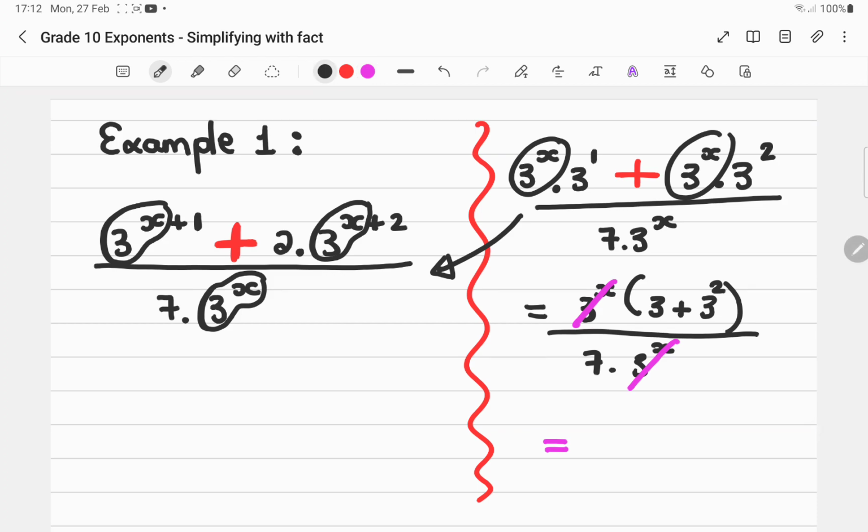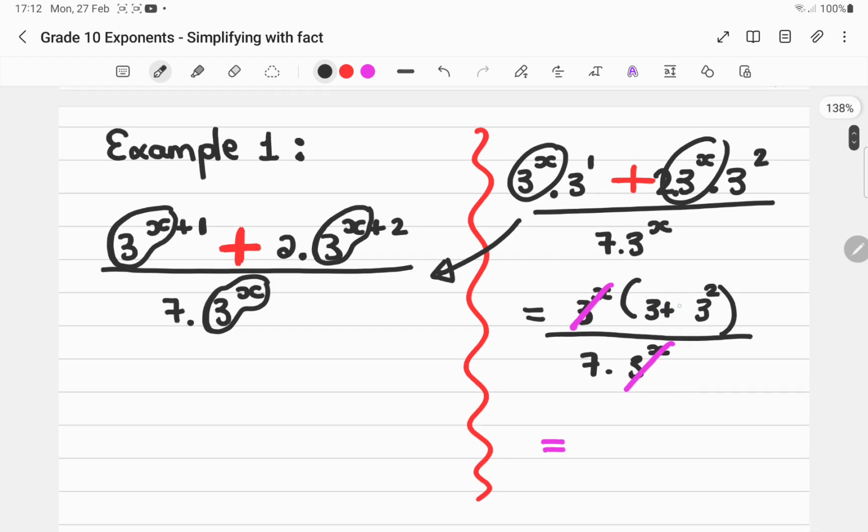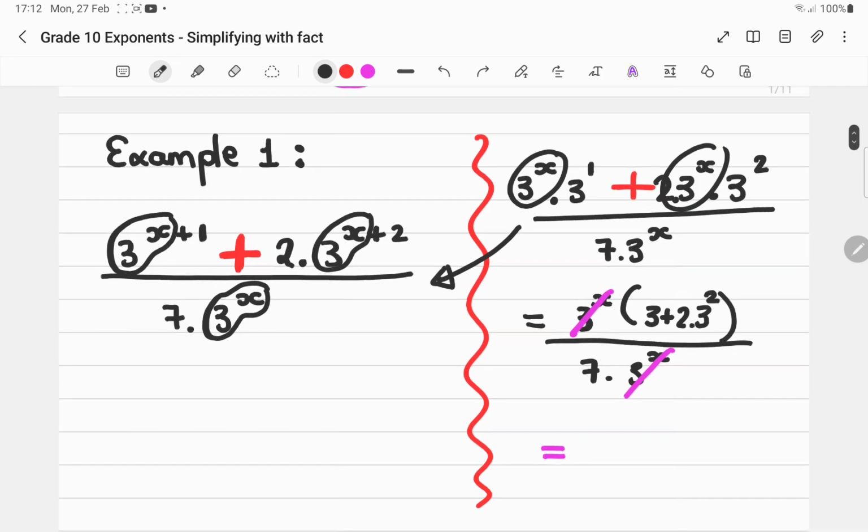Sorry, you must be screaming, but ma'am, what about this 2? The 2 was there as well. So in here, we're going to have plus 2 times 3 to the power x. Sorry, so can you see it's 2? This pen. 2 times 3 to the power of 2.